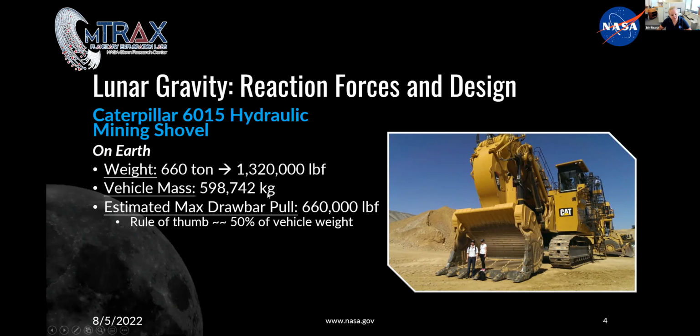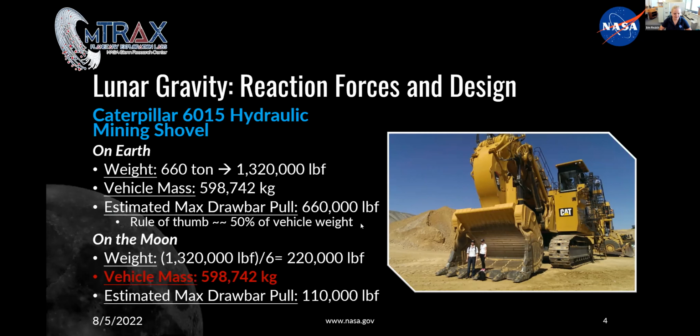You can calculate drawbar pull from a vehicle's effective weight in the environment. A rule of thumb estimate is the maximum amount of drawbar pull, which in this case would be like a digging force or a dragging force. So we're looking at 660,000 pounds, and that's all on Earth. Then if we take that to the moon and do all the math, you get 1/6 of the actual usable work for the same amount of mass.